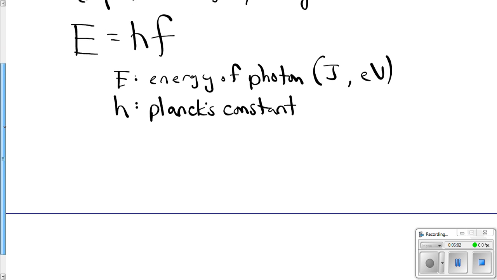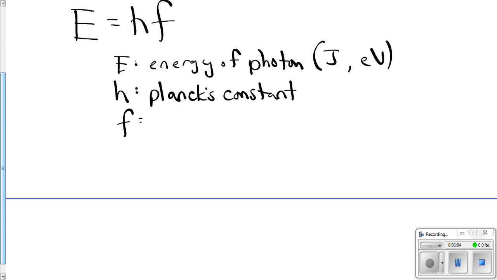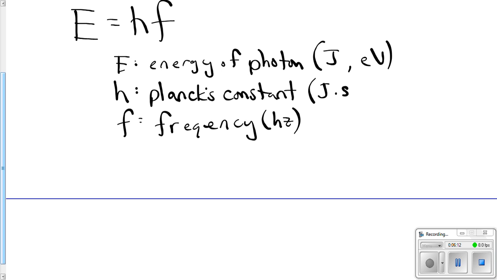Which we'll identify in a minute. And F is frequency, in hertz. Planck's constant is in joules times seconds, or in electron volts times seconds as a unit. Now, electron volts are going to be really useful when we talk about the motion of electrons in the photoelectric effect.